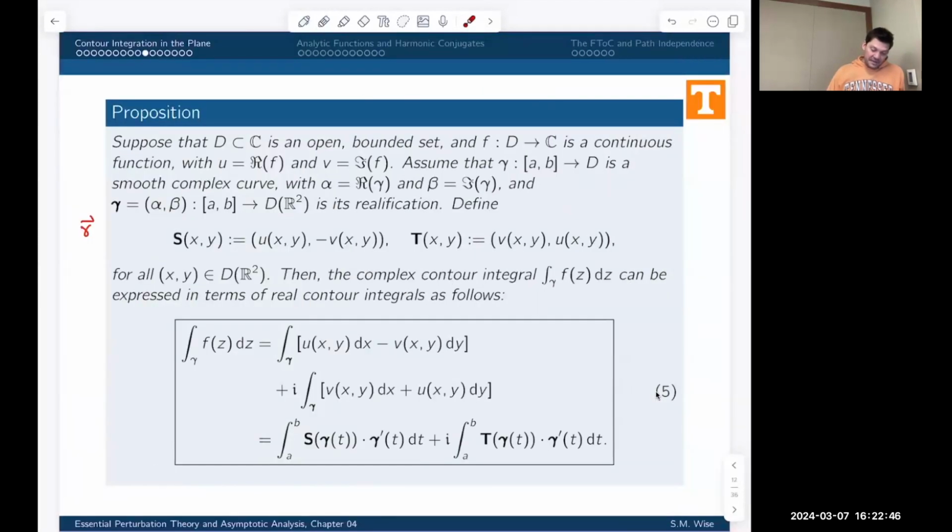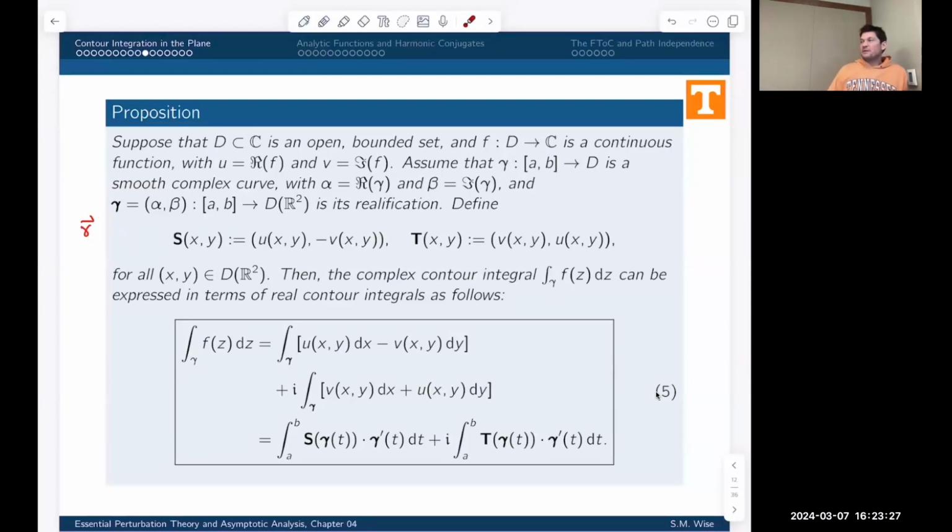And what the proposition says is that actually you can rewrite this as a real integral, namely this one, plus i times another real integral. And in fact, I can write this in very compact notation. This is just going to be the integral from a to b of that S vector function dotted with the gamma prime, the realification derivative, plus i times the integral of the T vector defined up here, dotted with the gamma prime vector, the realification path.